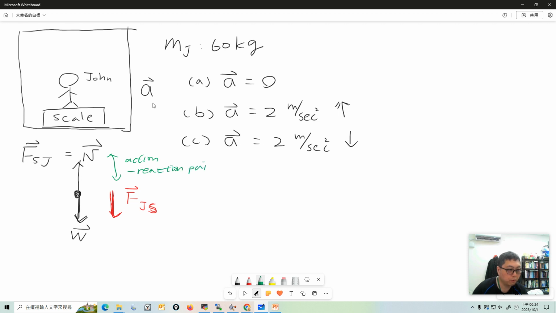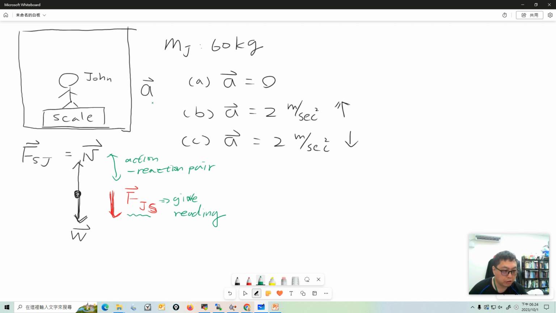On Newton's third law, it is this force that gives the scale reading. The magnitude of this force is equal to the normal force, with equal magnitude but opposite direction.